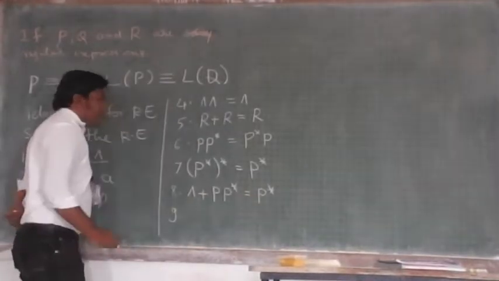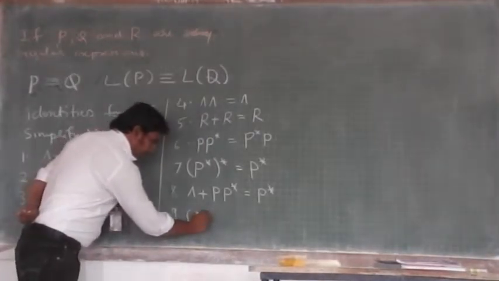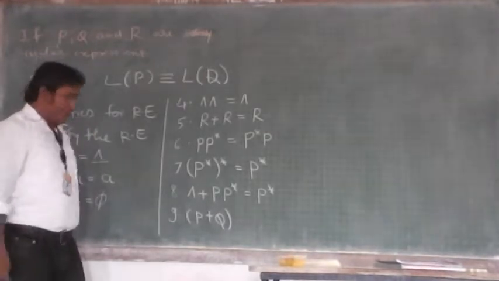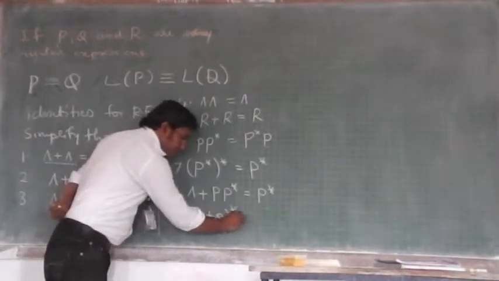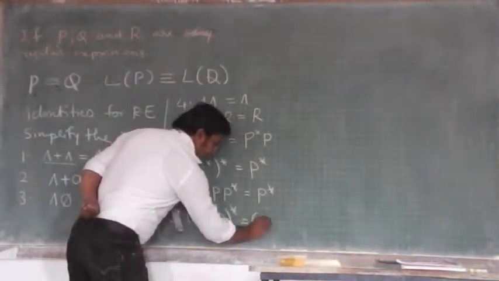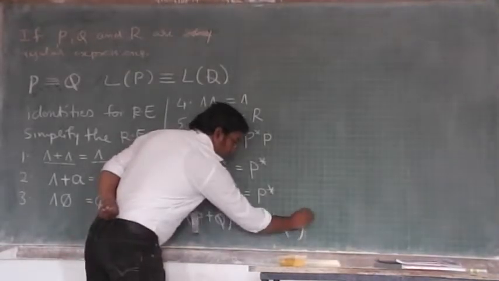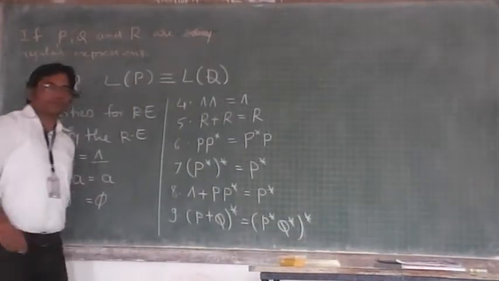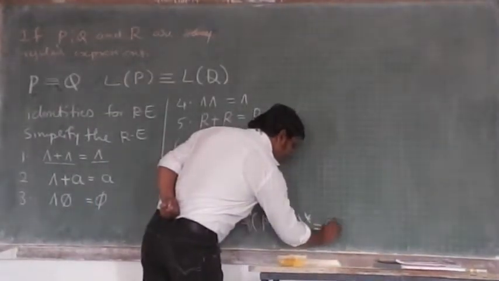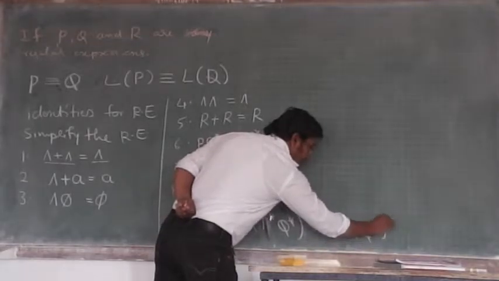The ninth identity, if P plus Q star, this is equivalent to what? The equivalence is P star Q star whole star, or this is again equivalent to P star plus Q star whole star.